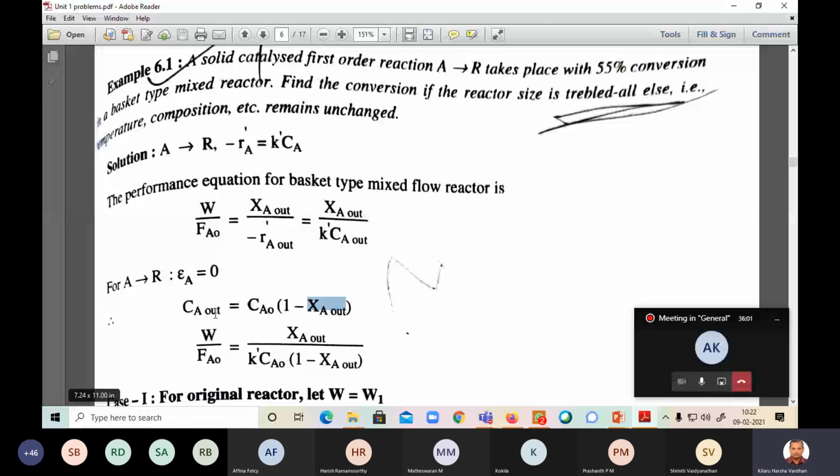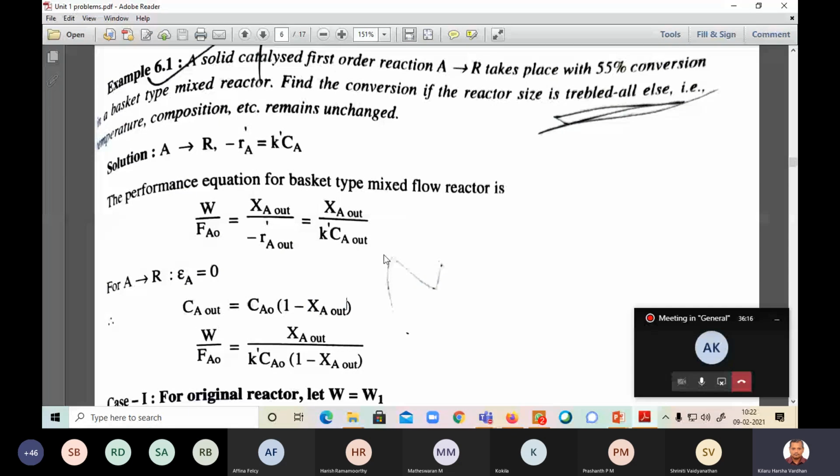So if you substitute CA out here, then what will happen? W by FA naught is XA out by K dash. CA out is nothing but CA naught into 1 minus XA. This is the expression which you have to use.